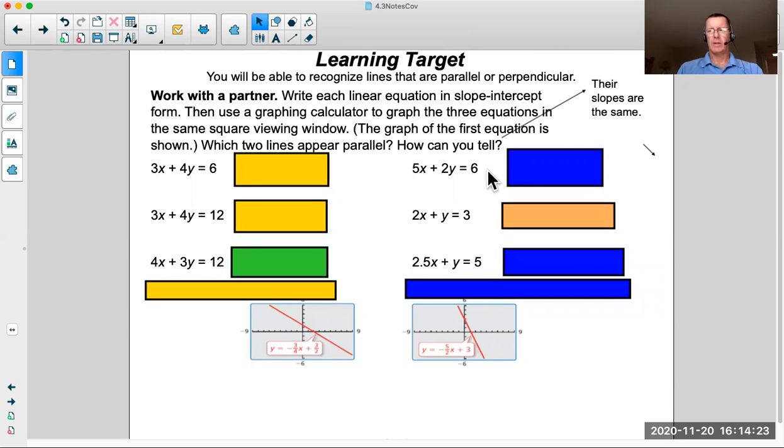You'll answer that question. Oh, I got that uncovered there, don't I? Their slopes are the same. And then you can do the same thing for these. Okay, so give that a shot.